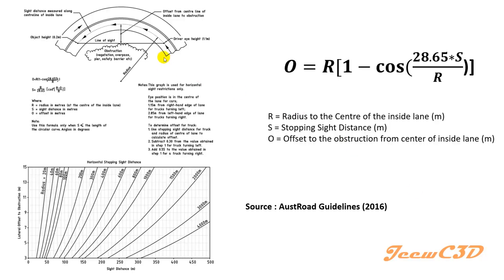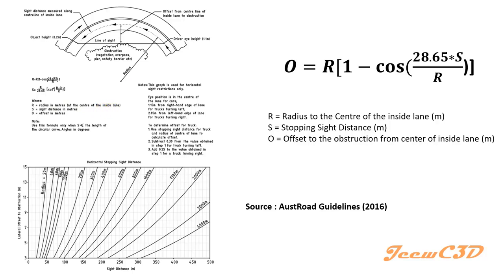Here you have the traveling vehicle. This is the center of the traveling path of that vehicle. This is the obstruction. This would be the line of sight offset. So that one is given as O, this length. So this O equals R into 1 minus cos 28.65 S over R, where S would be the stopping side distance or side distance, and R would be the radius of the curve in the inside lane.